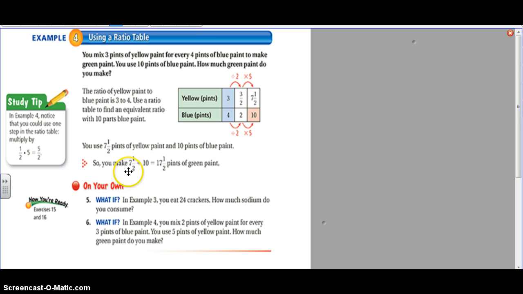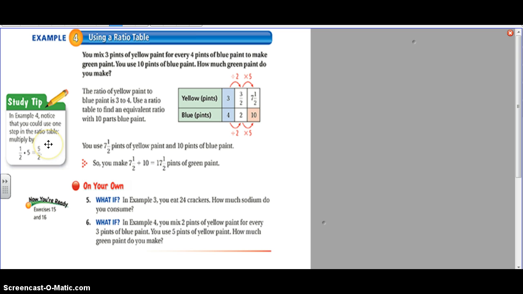Okay, now you use 7.5 pints of yellow paint and 10 pints of blue paint. So you make 7.5 plus 10 equals 17.5 pints of green paint. Because, notice, the question is, you need both of these to come up with green. And that's what we're trying to decide. Green.